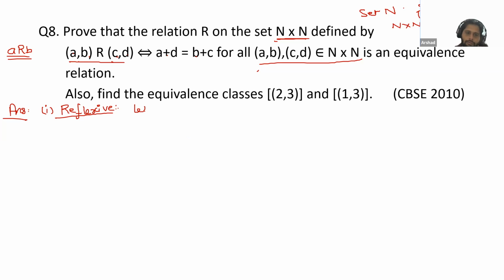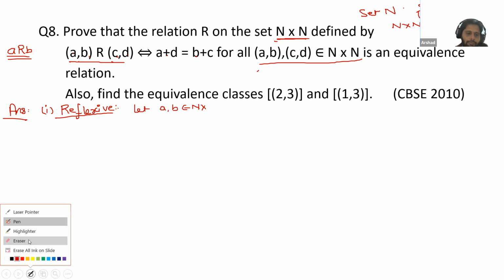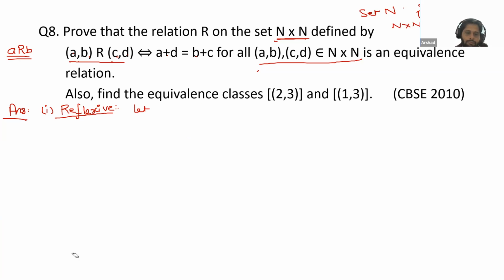Let A comma B belong to N cross N. Okay. Why have we chosen A comma B in reflexive and not A? Because here we need to take the ordered pair. So here A comma B belongs to N cross N.